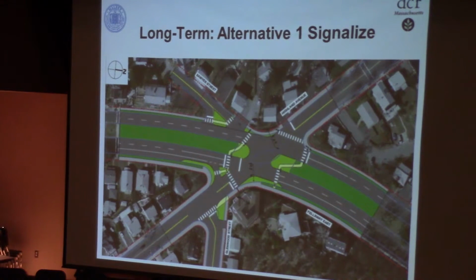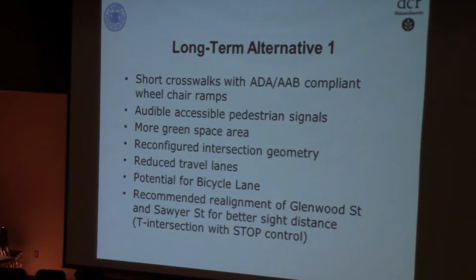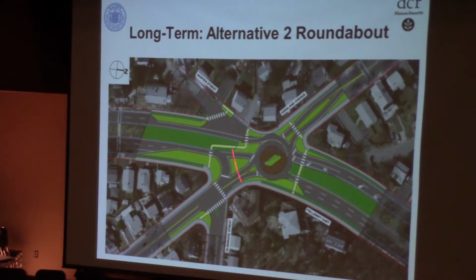So that more or less covers what we're calling alternative 1, which is to signalize. So if you skip through the next couple, skip that one, and this is the graphic for alternative 2, which is a roundabout design. Somewhat, or quite a bit different than the signal.